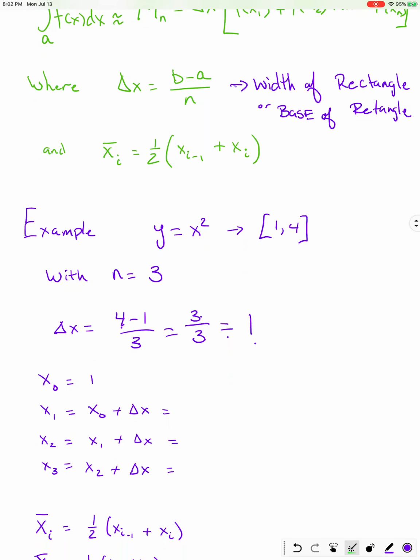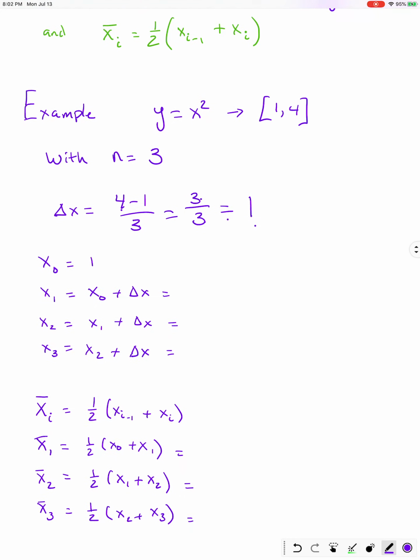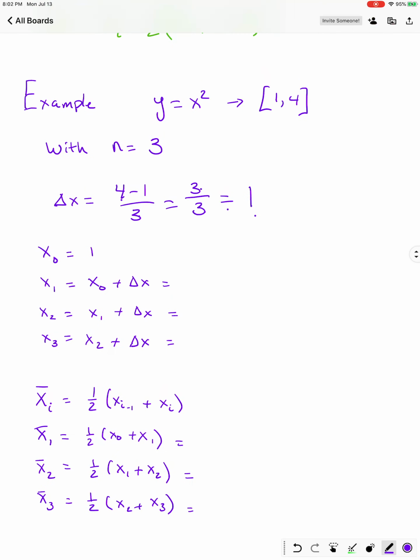All right, so let's look at this example and actually work it out using numbers instead of the picture. So once again, I have y equals x squared from 1 to 4, and I want to do 3 subintervals, so n equals 3. So my delta x is equal to 4 minus 1, or b minus a, divided by 3. So 3 divided by 3 is equal to 1.